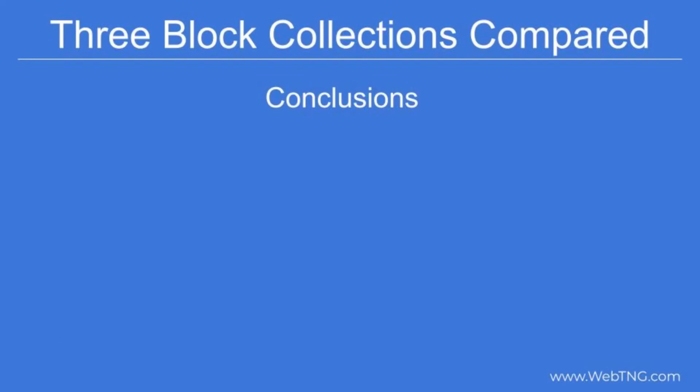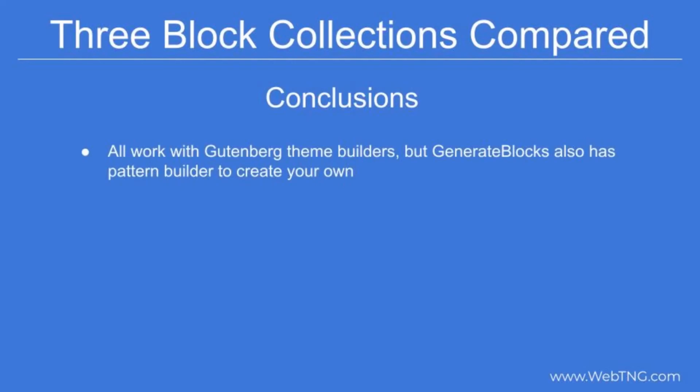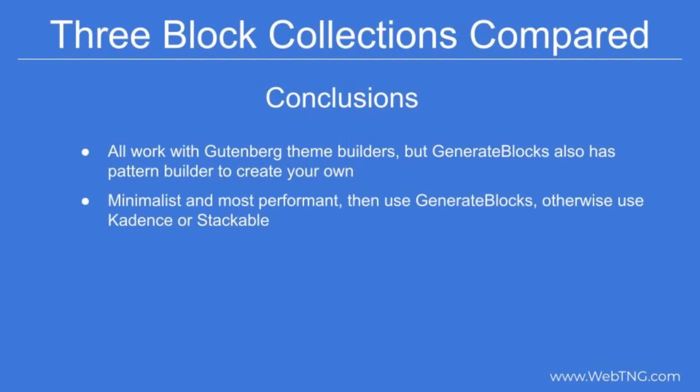After looking at the 3 block collections, these are my conclusions. All 3 have a builder component, but you'll spend more time custom building with GenerateBlocks. I think the idea is that not only will you use the blocks with the GeneratePress theme builder, but you'll also use the patterns library feature that the Pro version offers to create your own patterns rather than rely on pre-designed ones from the developer. So if you're looking for a minimalist, most performant option, it's GenerateBlocks. However, if you're looking for more general usage, then you might be happier with Kadence or Stackable.